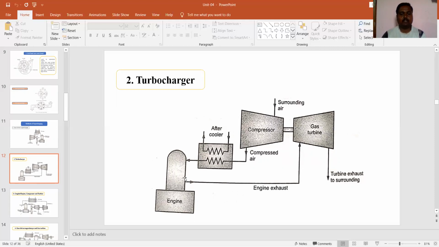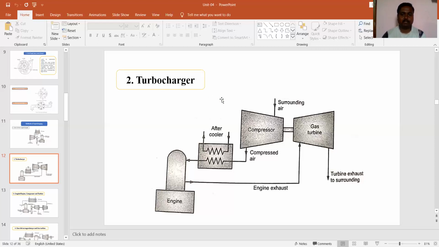The exhaust coming out from the engine is supplied to the gas turbine, and this gas turbine develops the mechanical power, and this power is supplied to the compressor. Again the compressor acts as supercharger and provides the compressed air. Here the cooling takes place and the compressed air is supplied to the engine, and the resultant power will be increased. This is turbocharger.